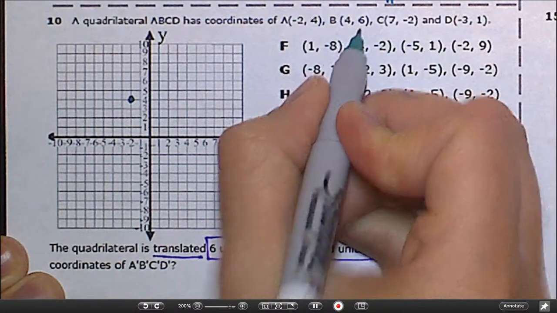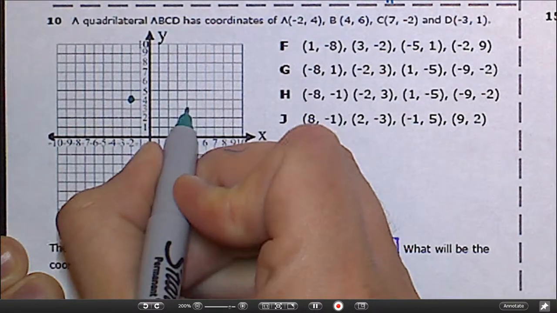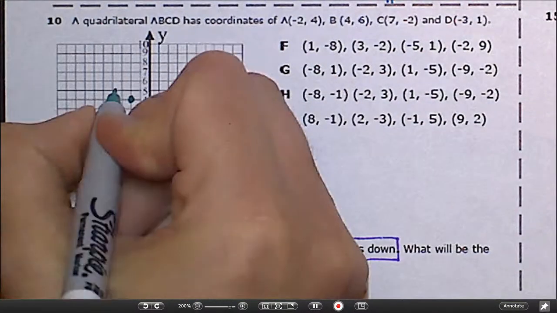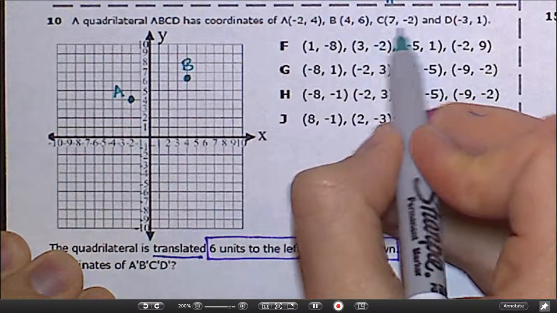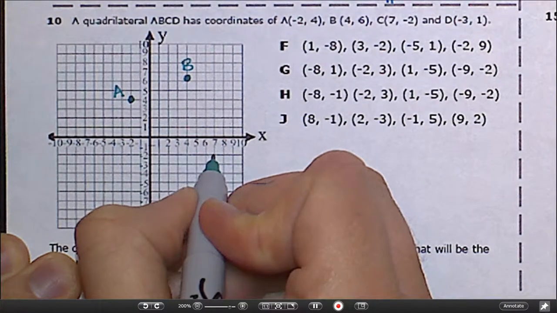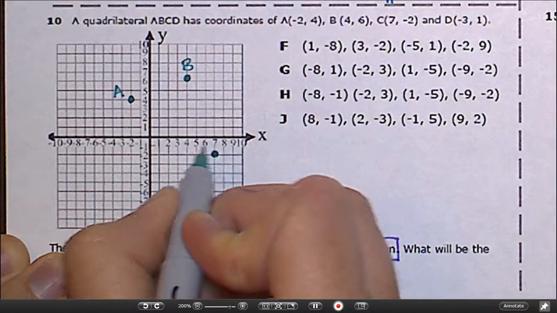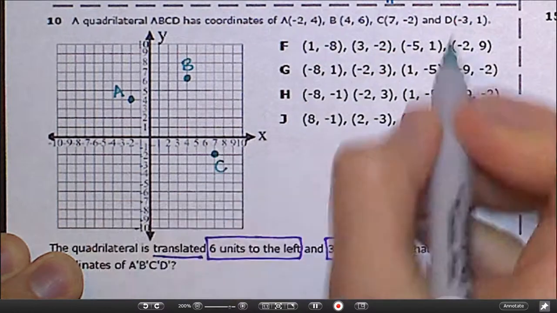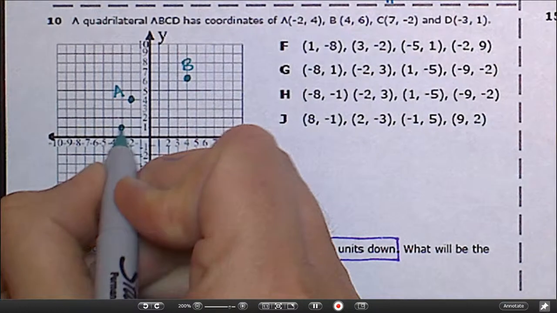Then we have 4, 6. So 1, 2, 3, 4, and then up 6. So that's B. This is going to be A, B. C is 7, -2. So we go to 7 and down to -2. It's kind of hard to tell because this is -1 right here, but it's kind of covered up. The line is covered up, so be really careful. That's C. And then D is -3, 1. So this is D.